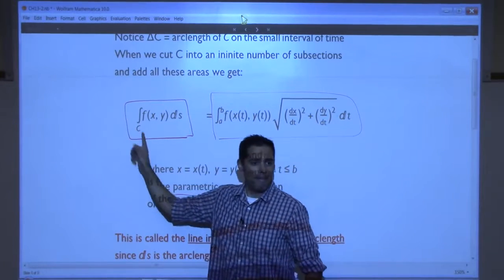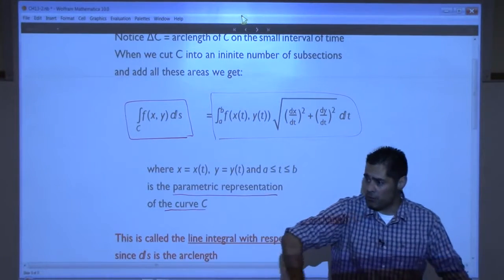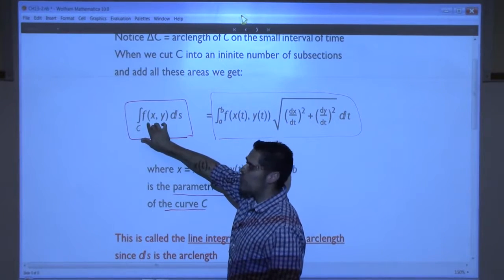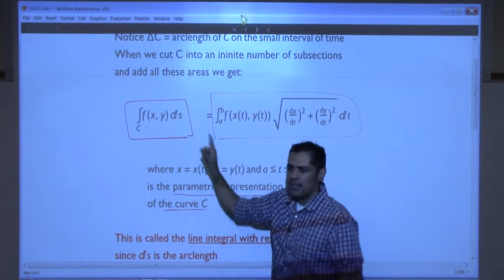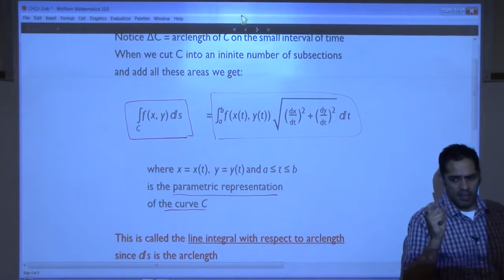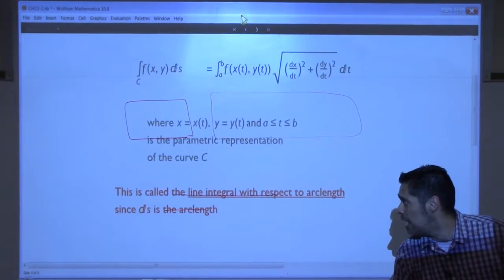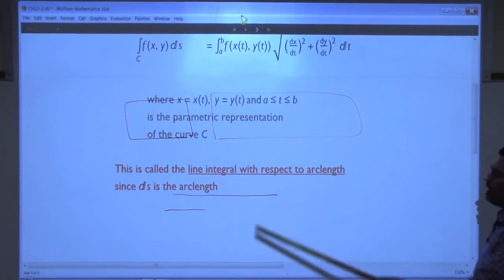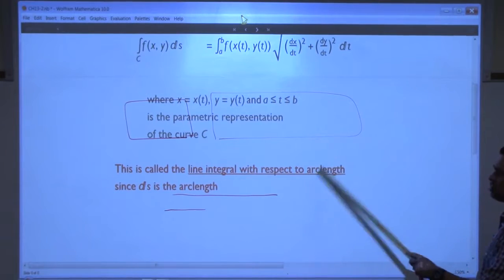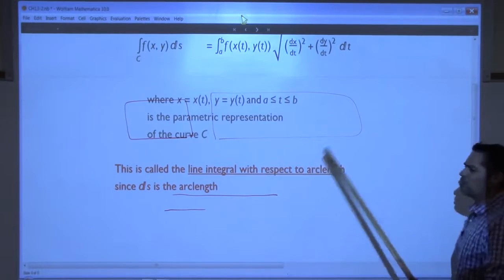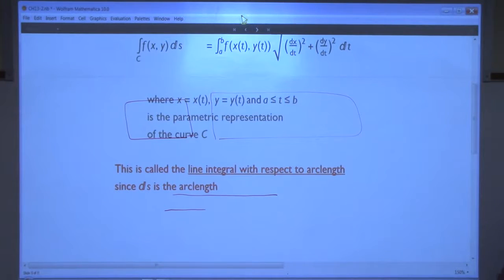Now what's c? The curve on the ground, right? It's the integral over that curve of the scalar function ds. ds represents arc length. That's the standard notation that they use for it, ds. So this is called the line integral with respect to arc length. Later on, we're going to have line integrals with respect to something else, so the formula is going to change a little bit.